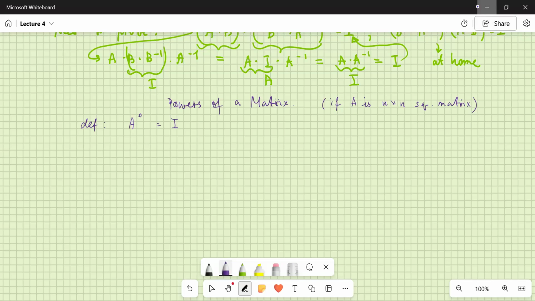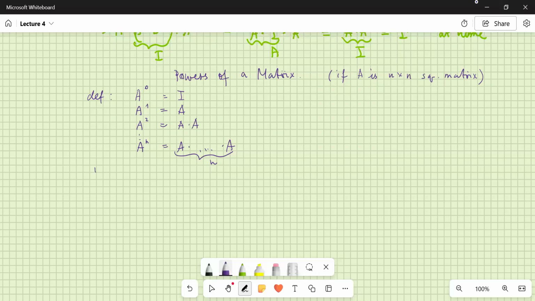For all other powers, what is going to be the first power of the matrix? Well, that's the matrix itself. What is going to be the square of the matrix? It's the matrix multiplied by itself. And for all other powers, the power of n is going to be a product of matrix A n times by itself. Okay?